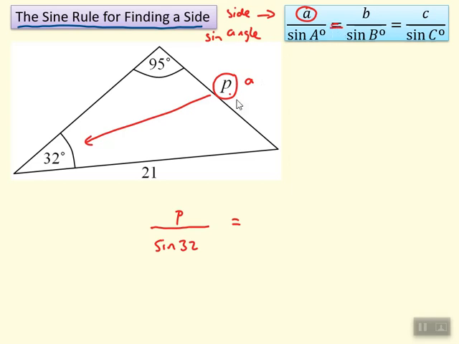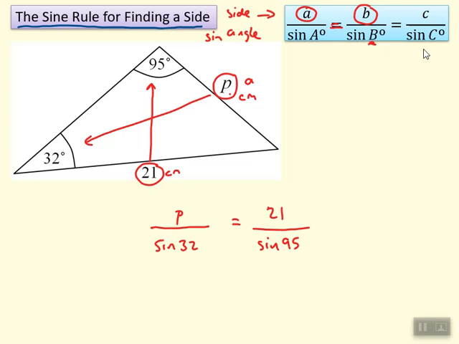Like this. On this side here, I need to do it again, but I need to know another side and another angle. Nice and conveniently, I've got this side here, which has a length of 21. And by the way, I think these are centimeters. So I'm going to write 21 here. That's how long that side is, divided by the sine of its opposite angle, which is 95.